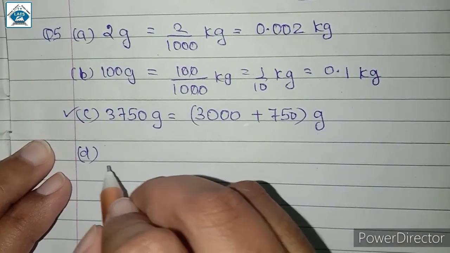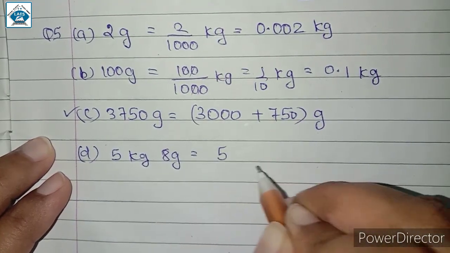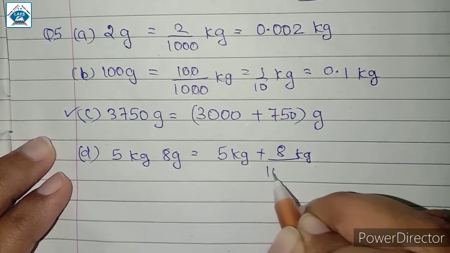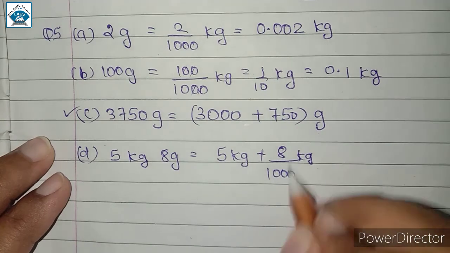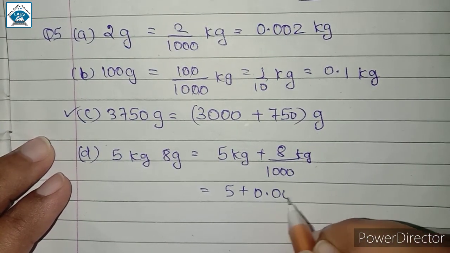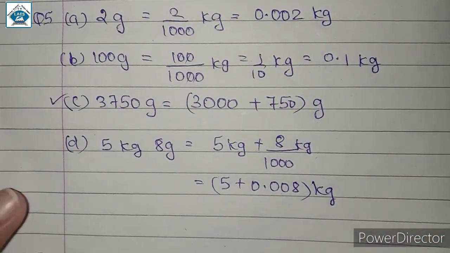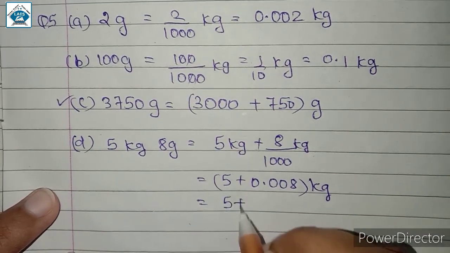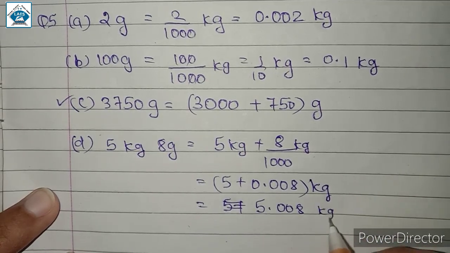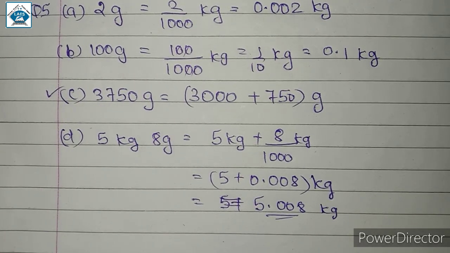In sub question D, you have 5 kilogram, 8 gram. So 5 kilogram will be kept as it is, and 8 grams can be expressed in the form of kilograms as 8 upon 1000 kilograms. So here we will have 5 plus 0.008, and now the unit is kilograms. So adding 5 plus 0.008, we will have 5.008 kilograms. So 5 kilogram 8 gram is 5.008 kilograms.